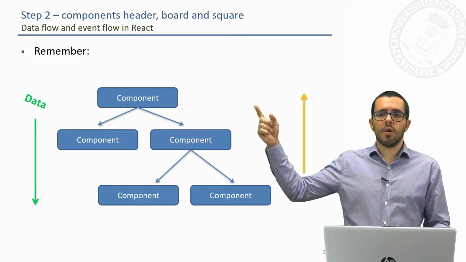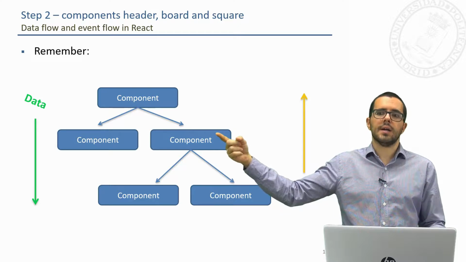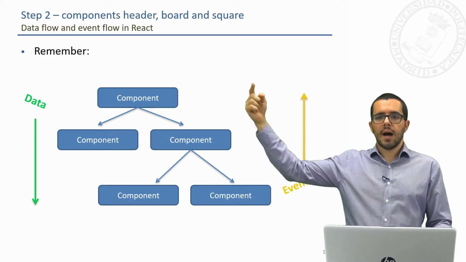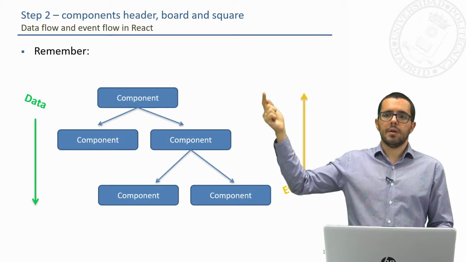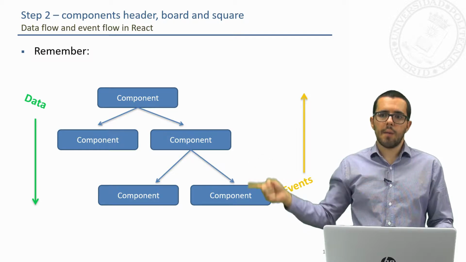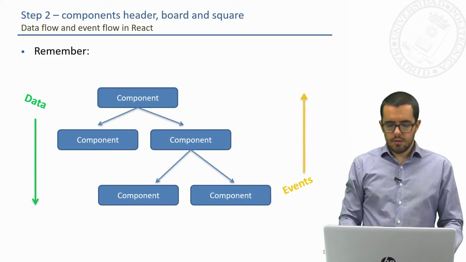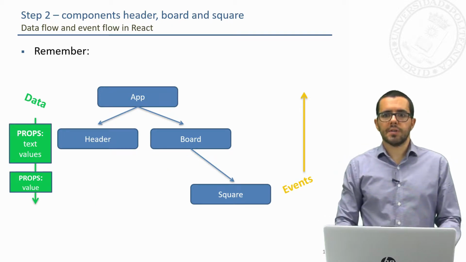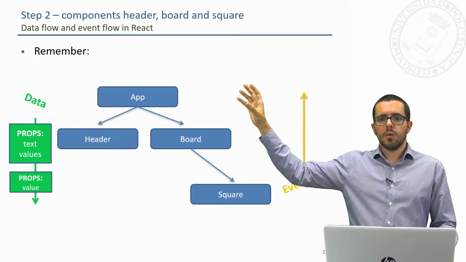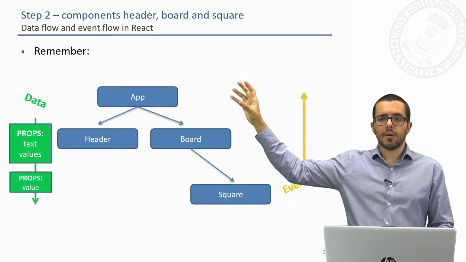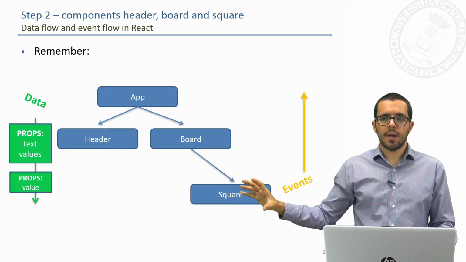Remember also the one-way data flow. The upper component, the parent component, will render other components, and at the same time those will render other components, and data will come from parent to children, and events will flow up. So children, if something happens, will call their parents, and they will call their parents. In our case, to see it more specifically, up to now we only have app, but now we will have app, a container component, and header and board, and 9 squares.